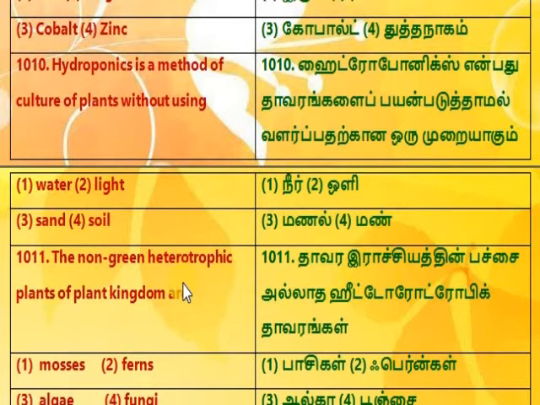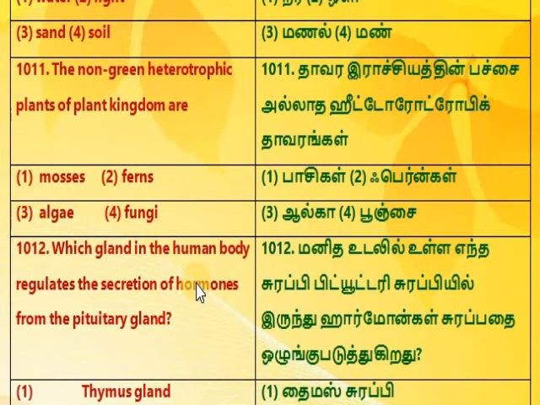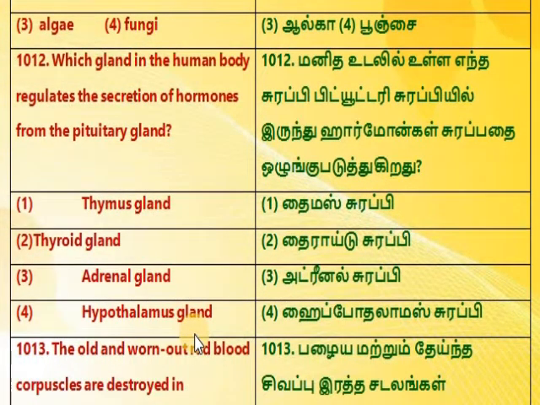1010. Hydroponics is a method of culture of plants without using 1. Water, 2. Light, 3. Sand, 4. Soil. 1011. The non-green heterotrophic plants of plant kingdom are 1. Mosses, 2. Ferns, 3. Algae, 4. Fungi. 1012. Which gland in the human body regulates the secretion of hormones from the pituitary gland? 1. Thymus gland, 2. Thyroid gland, 3. Adrenal gland, 4. Hypothalamus gland.